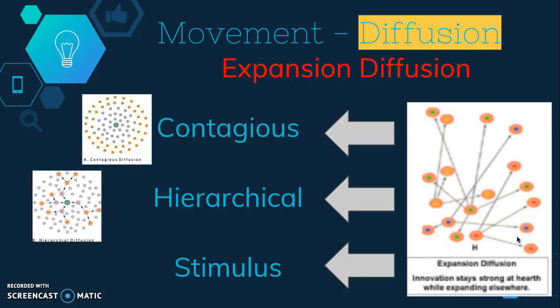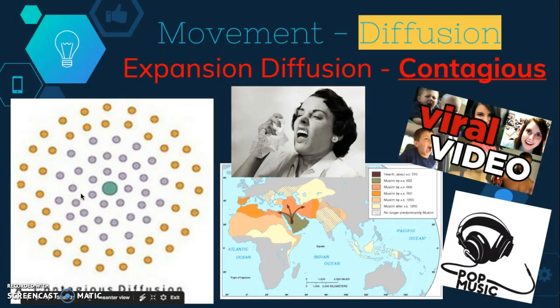Okay, so expansion diffusion is the second type of diffusion, and there are three different types. Remember, this is when an innovation starts at a hearth and then spreads outwards, and it's still popular all over. The first type is contagious, the second is hierarchical, and then stimulus. I'm going to talk about these in depth, but you should be familiar with these two graphics here, and we'll continue to look at them.